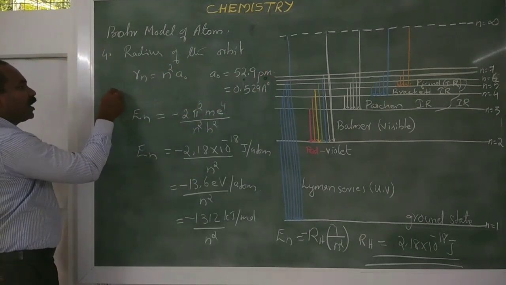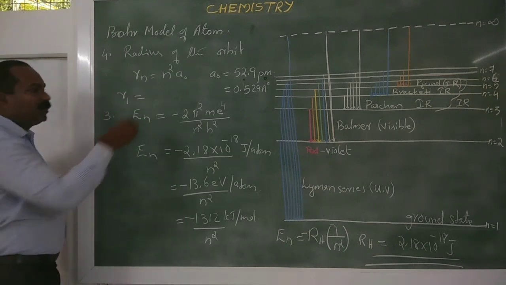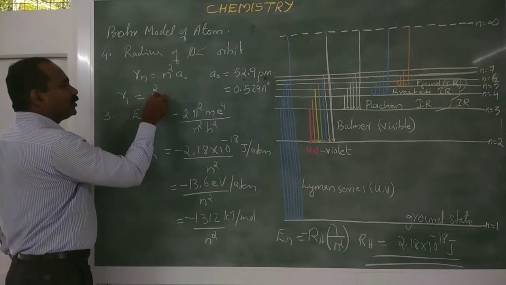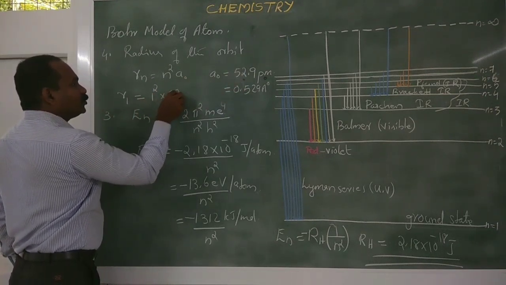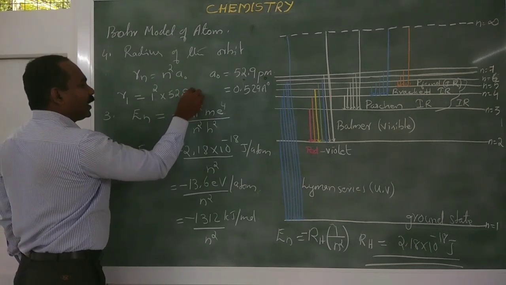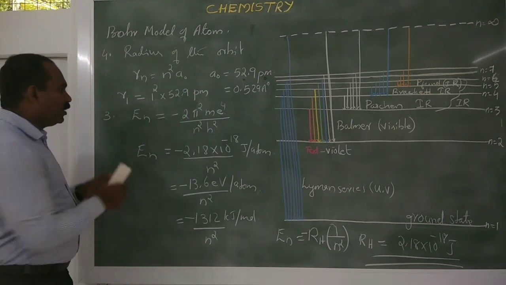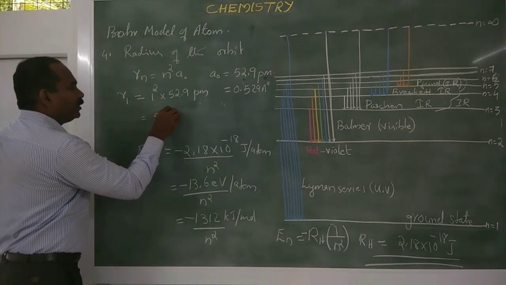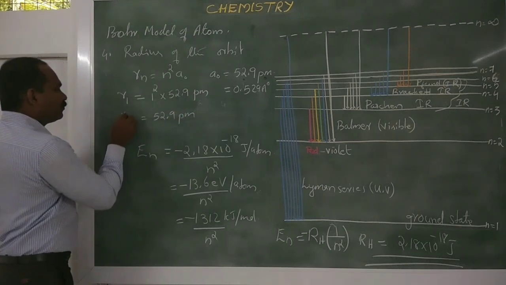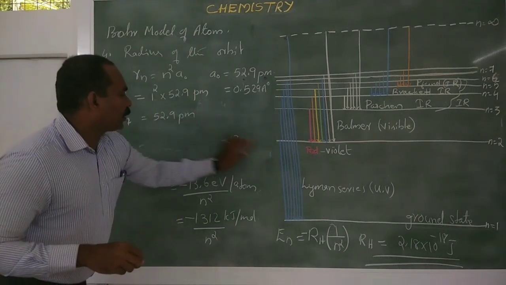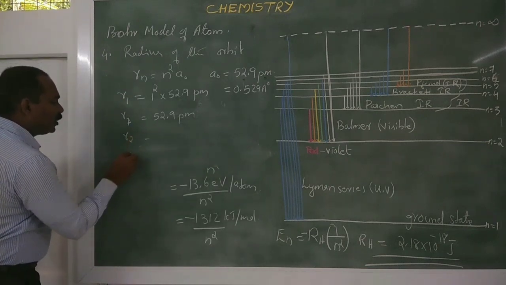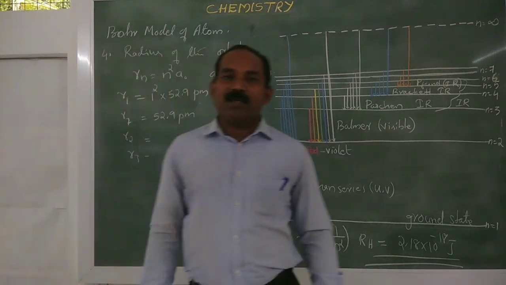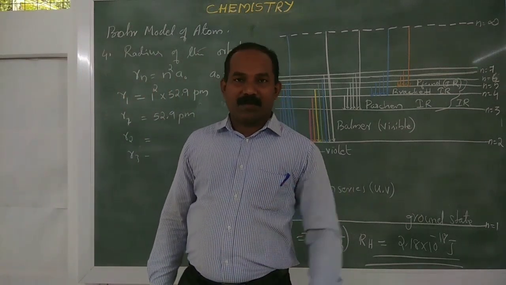Or you have to write R1 is equal to, what is R1? First shell, 1 square into a0. What is a0? 52.9 picometer. And what is the value? That is 52.9 pm itself. Okay, you just calculate R2, R3, etc.